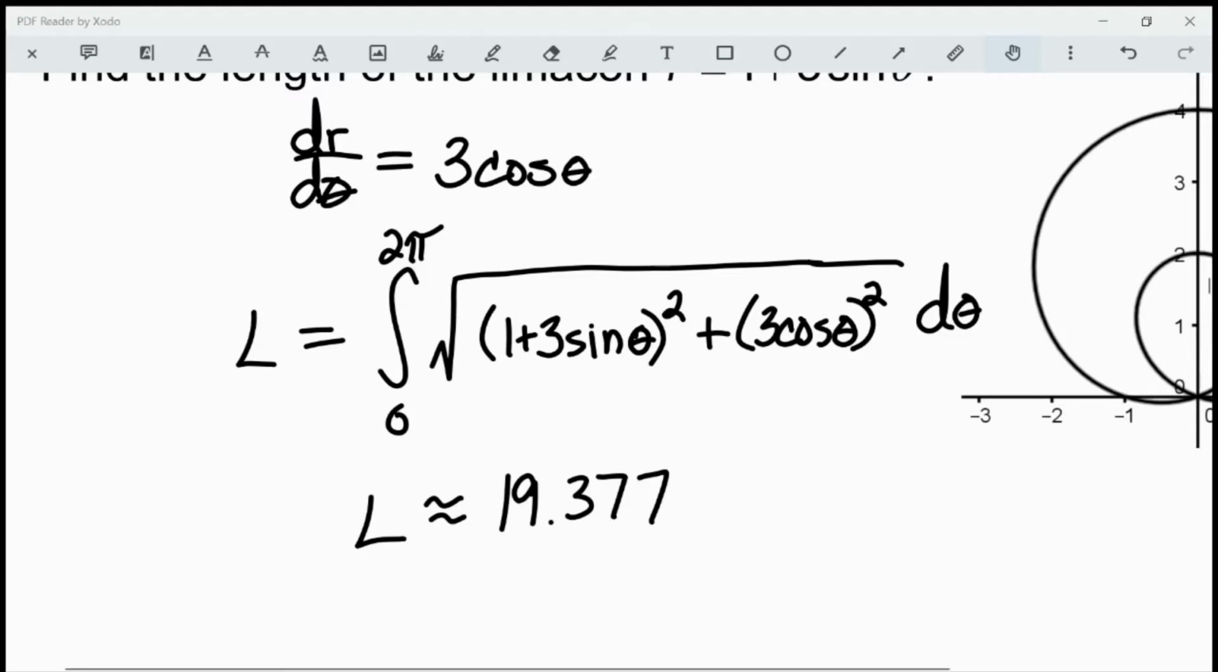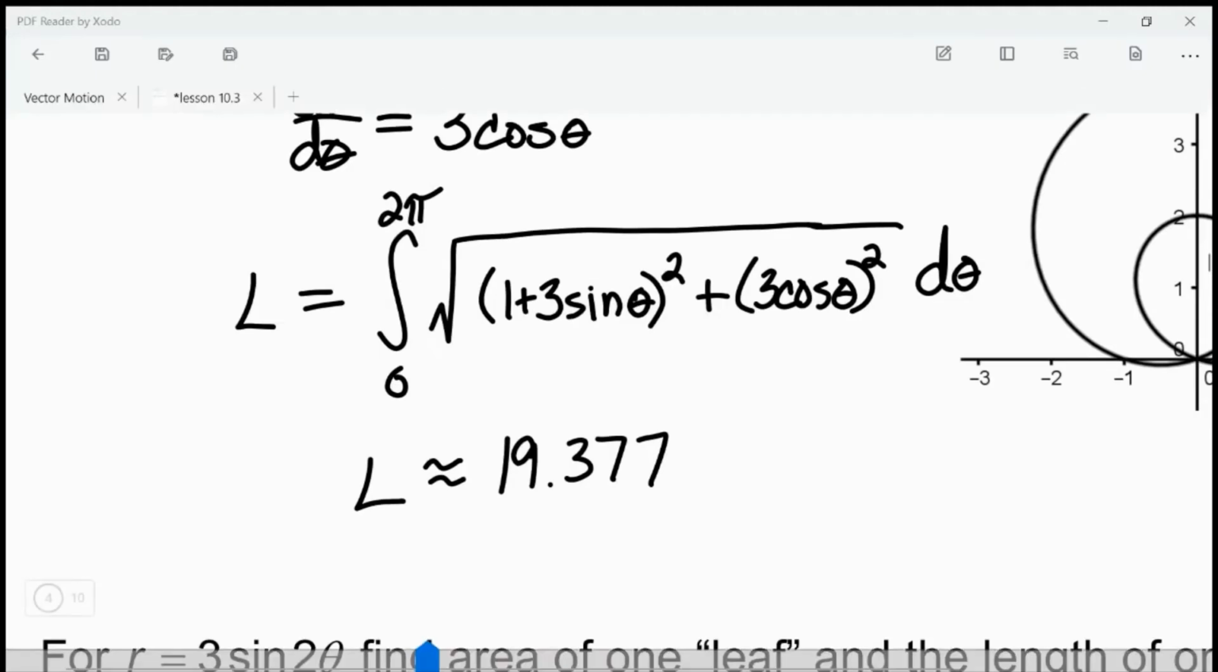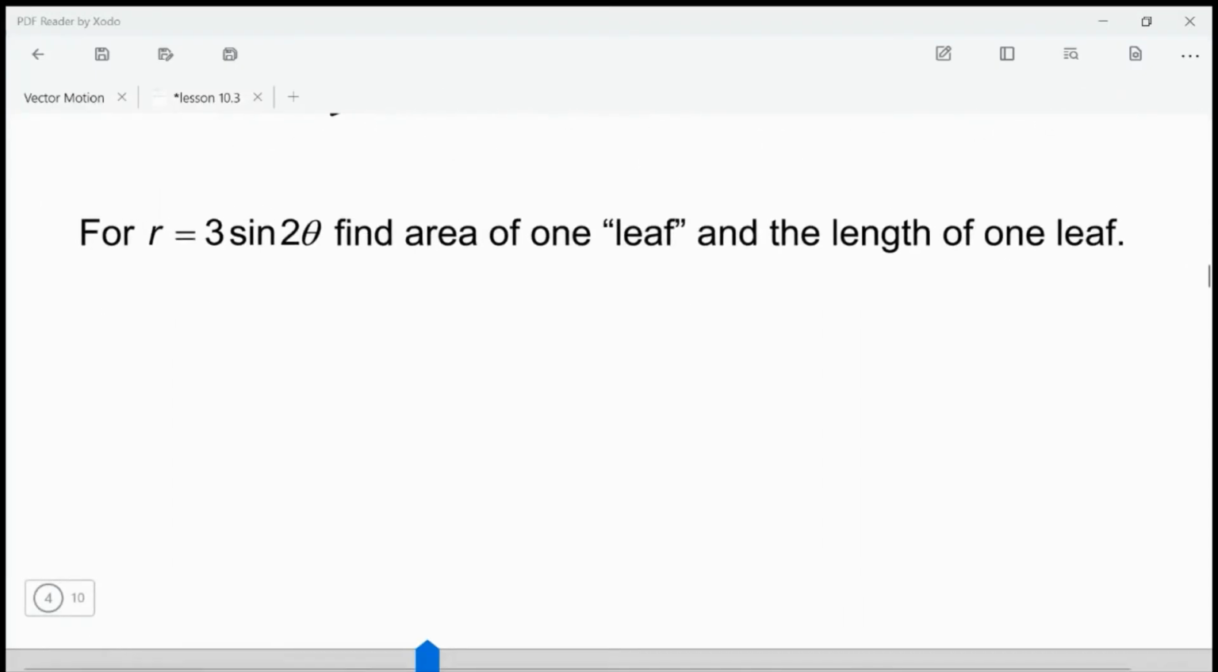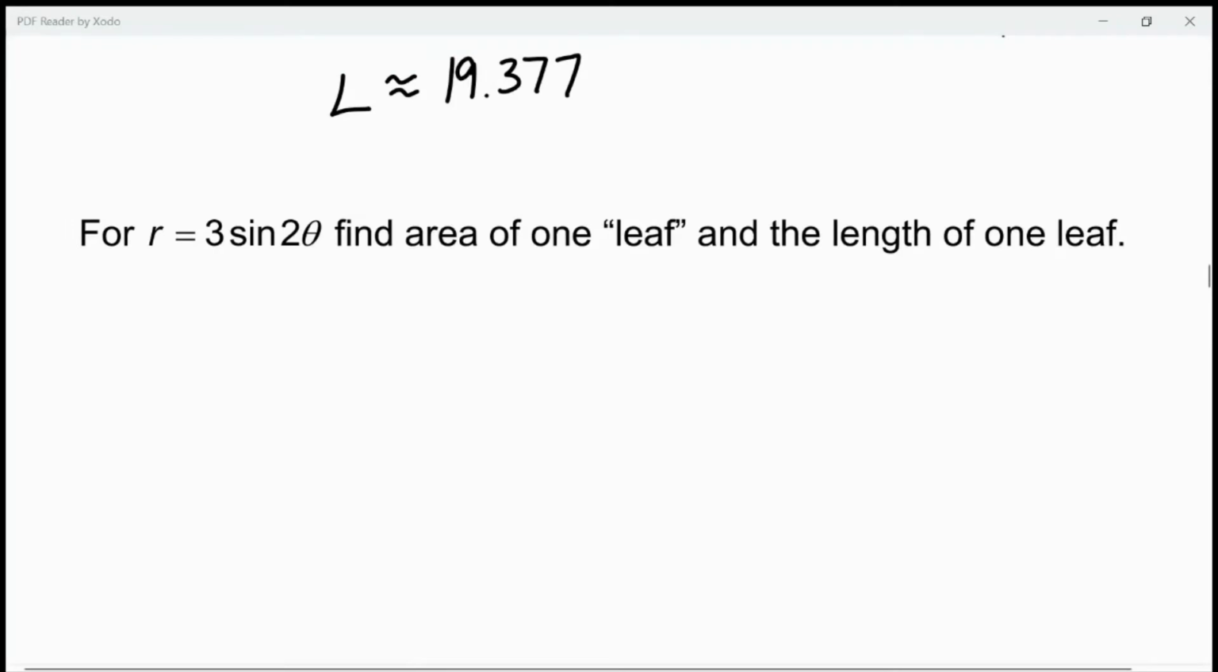Okay, so now let's look at some general examples and talk a little bit about how some of these work. This says for r equals 3 sine 2 theta, find the area of one leaf and the length of one leaf. What you might want to do in a situation like this is graph this. So 3 sine 2 theta, let's take a look at that graph.